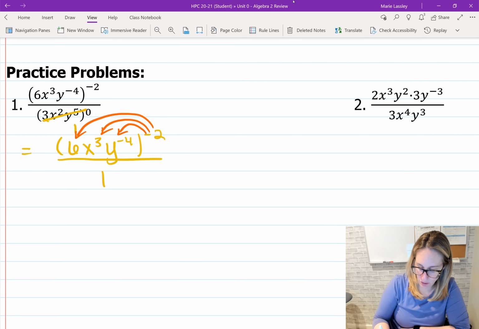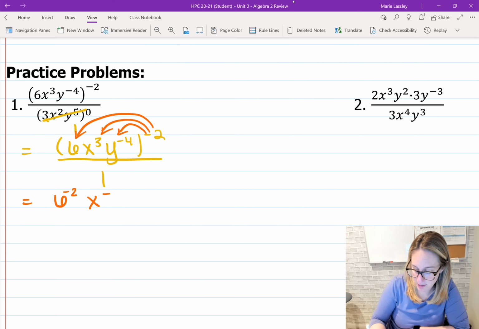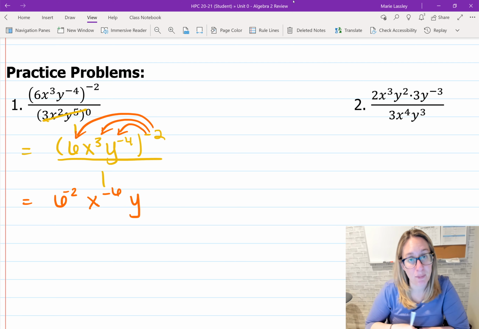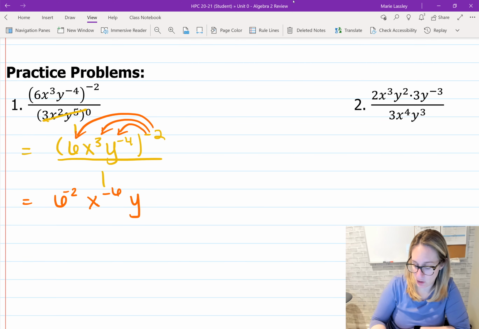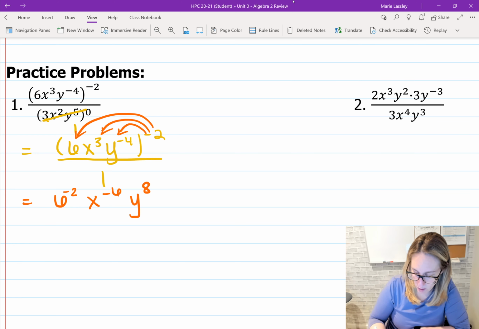So when I rewrite this, it's 6 to the power of -2, x to the power of, now I multiply my two exponents, so 3 times -2, which is -6. And then y, and again, I multiply my exponents. -4 times -2 is +8. And it is all technically over 1, right?